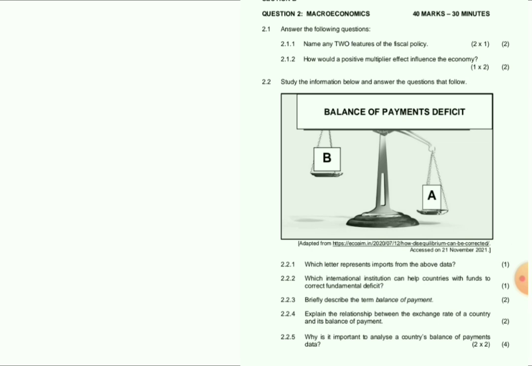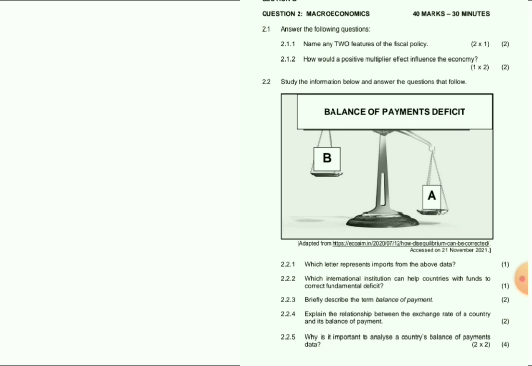Question 2, 2.1.1: Name any two features of the fiscal policy. Just two only. It's demand based and cyclical. That's it. Those are the two features of fiscal policy, which is 2 marks, something you can just flow on, especially when they gave you a scope. I already gave you scopes, guys. So it's something that you should know.